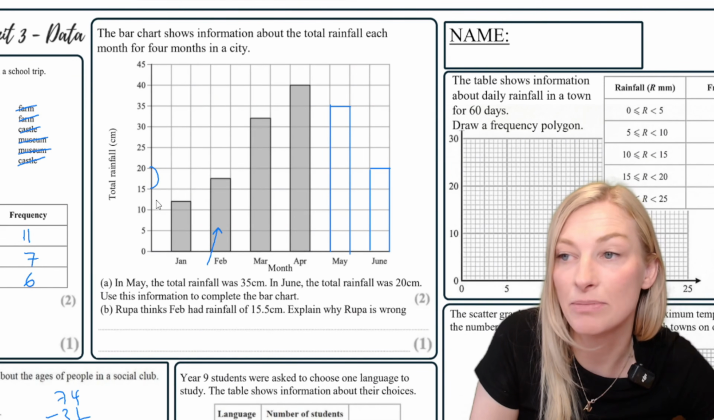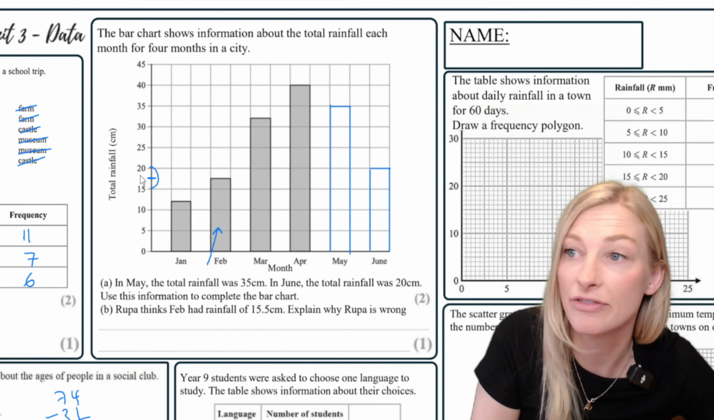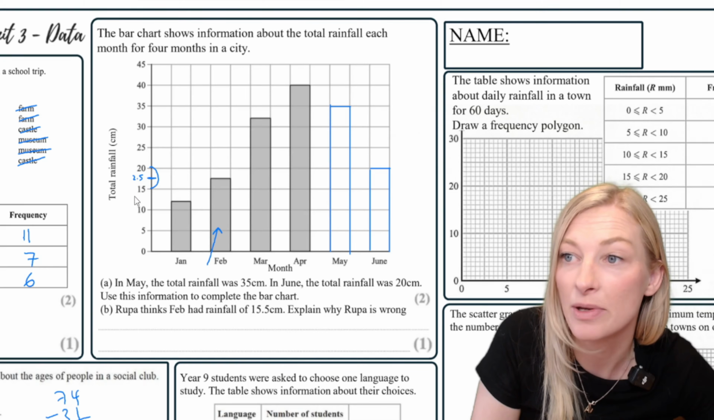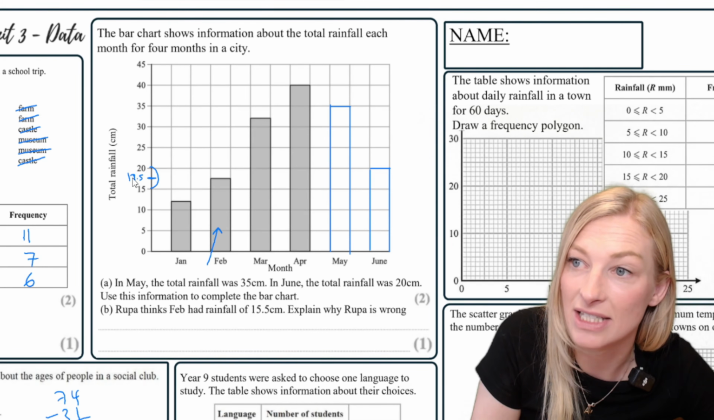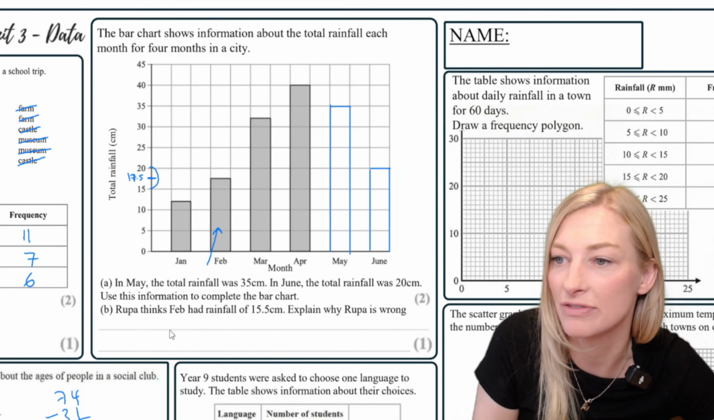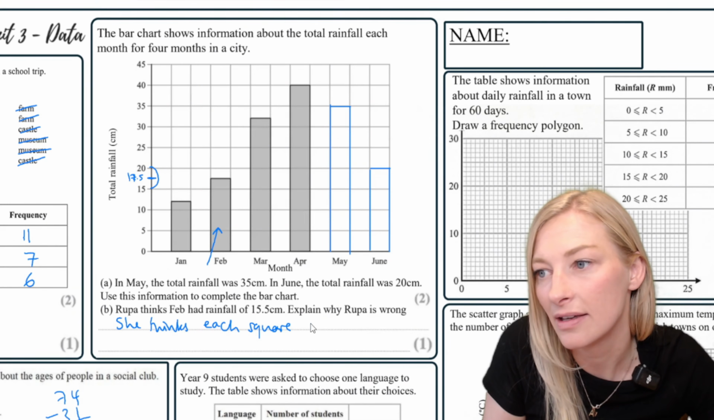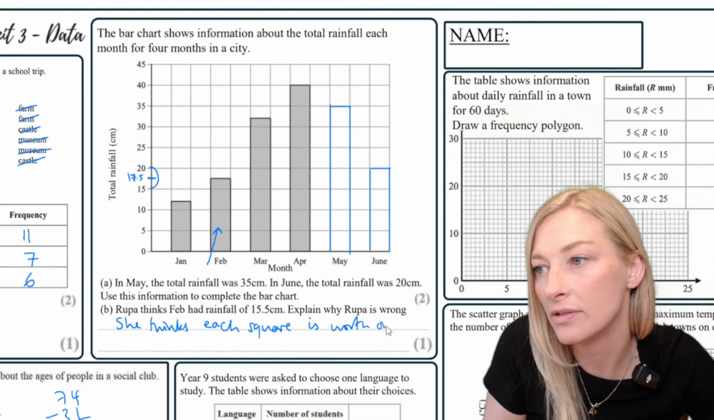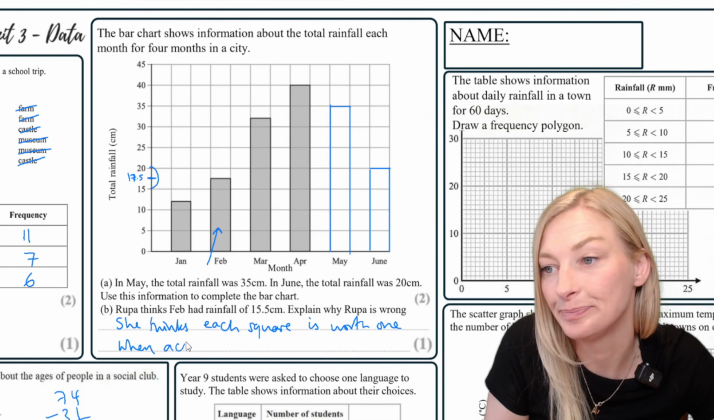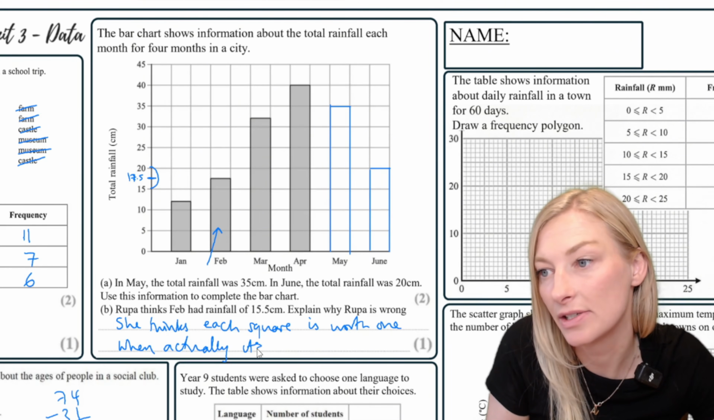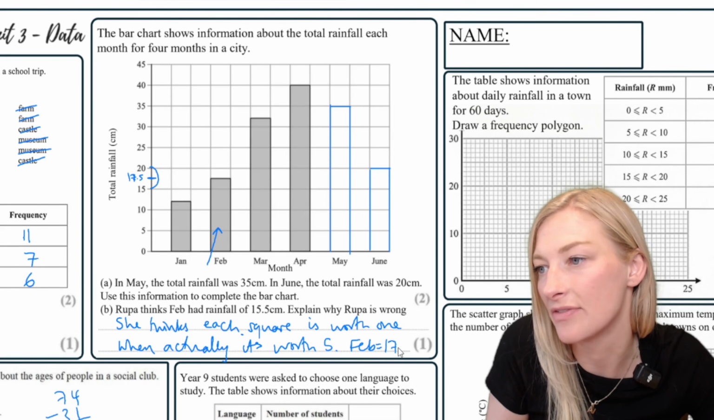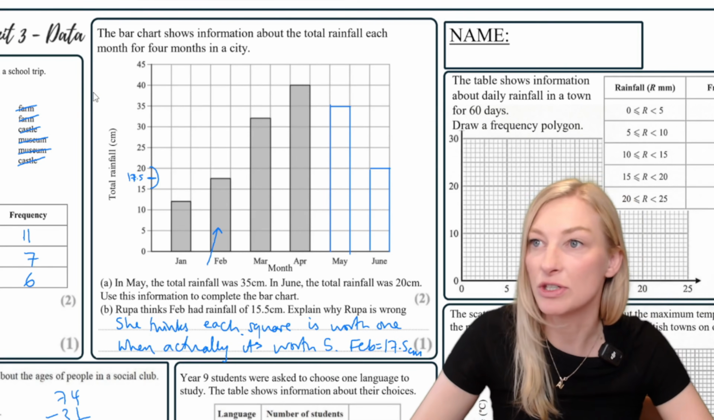We've gone from 15 up to 20. So if we were to go halfway, it wouldn't be half of 1, it would be half of 5. So it's actually 2.5 up. So that value there is going to be 17.5, 2.5 bigger than 15. So she thinks each square is worth 1 when actually it's worth 5, and I'm going to put Feb equals 17.5 centimetres, just to be super clear there.